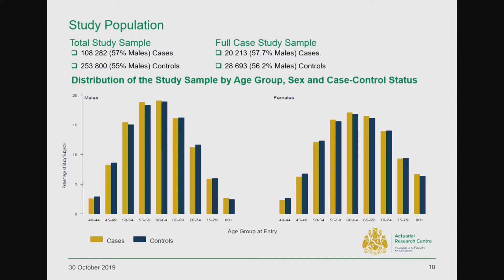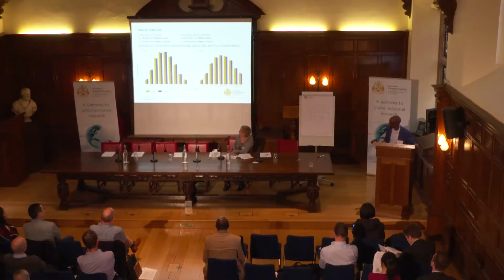You can see from this bar plot that most males get diagnosed with diabetes type 2 between the ages of 55 to 64 years. And for females, we see that it is between the ages of 60 to 64 years.